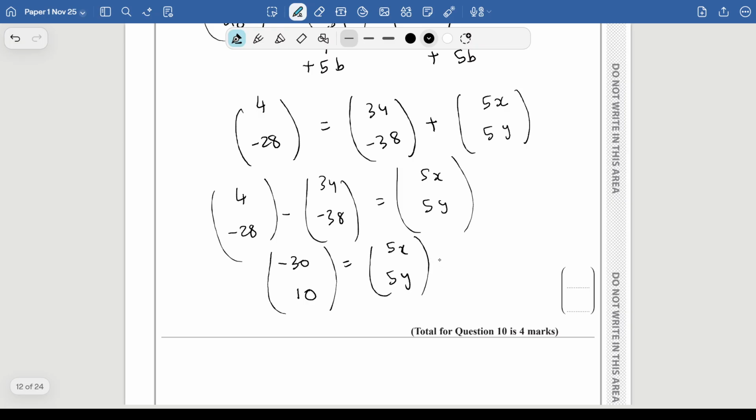So what should be the values of x and y? To get x and y, you divide each of them by 5. So here we go. x will be negative 6 and y will be 2. So the answer is negative 6 and 2. So that's it. All right.